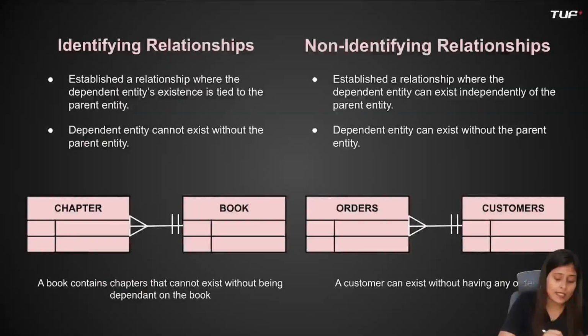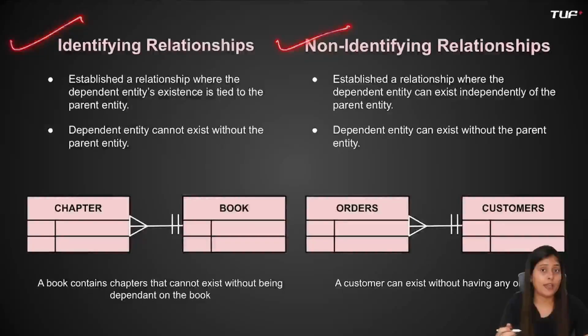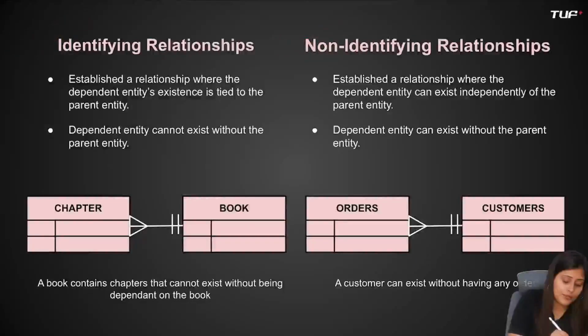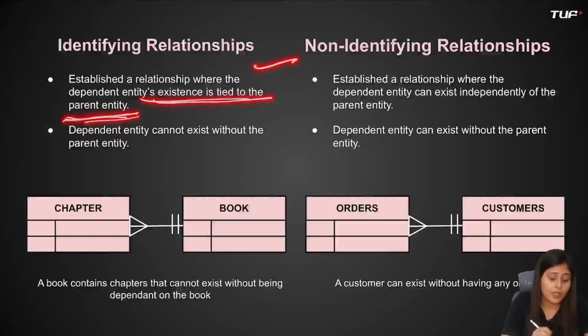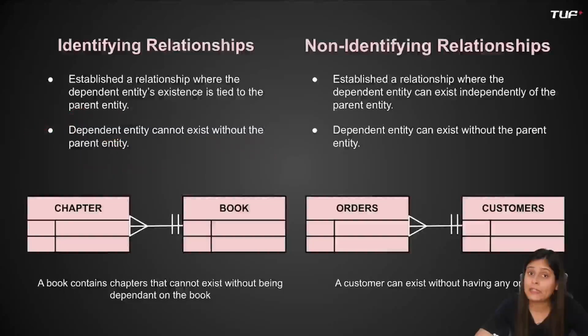Now let's see the identifying relationship and the non-identifying relationship. From the name itself, identifying means a relationship is established where the dependent entity's existence is tied to the parent entity. Basically, it is a dependent entity and cannot exist without the parent entity. That is why it is an identifying relationship. Non-identifying does not need any parent entity to exist. It establishes a relationship where the dependent entity can exist independently also.